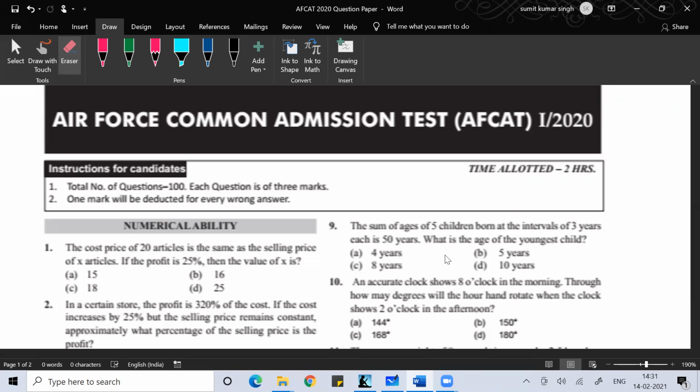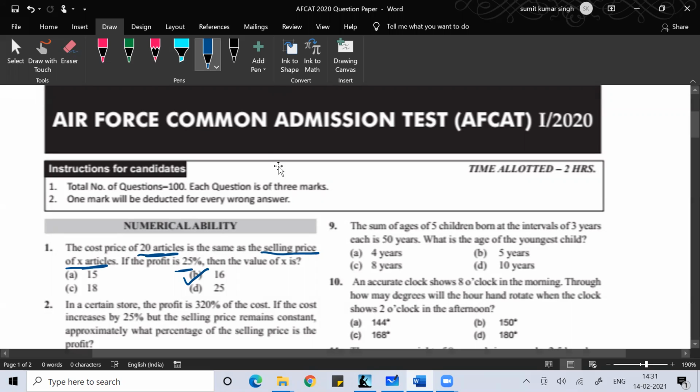You can see the cost price of 20 articles. It is given that the cost price of 20 articles is the same as the selling price of X articles. What if the profit percentage is 25%? What is the value of X? The answer is very easy. The answer is 16. So how to do this question?